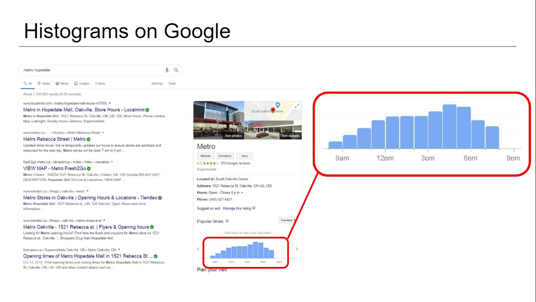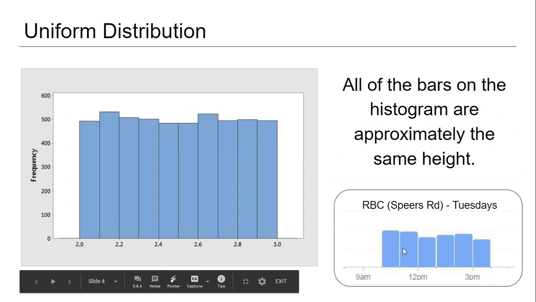But before we do that, I'm going to be using some real world examples that came from Google. If you type in the name of a business on Google, part of Google Maps will pop up with a histogram of the hours that the store is open and when it is most busy.